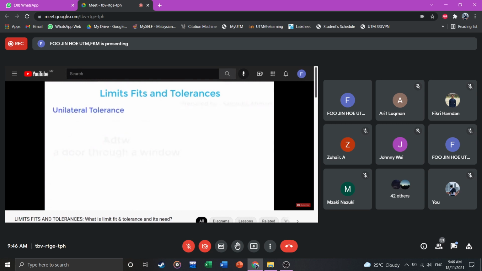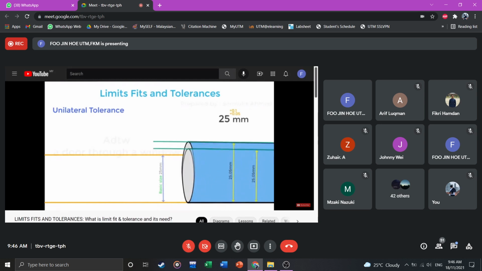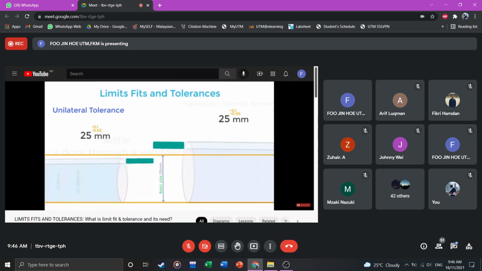Unilateral tolerance. Suppose a tolerance on the shaft is given as 25 plus 0.05 to plus 0.1 millimeters. This means all the shafts should be more than 25.05 millimeters. And another example is 25 minus 0.02 to minus 0.1 millimeters, which means all the manufactured shafts should not cross 24.98 millimeters. We can see that the tolerance limits for both examples are lying on either side of the basic size. For this type of tolerance we say unilateral tolerance.